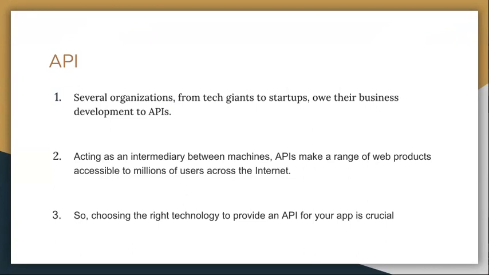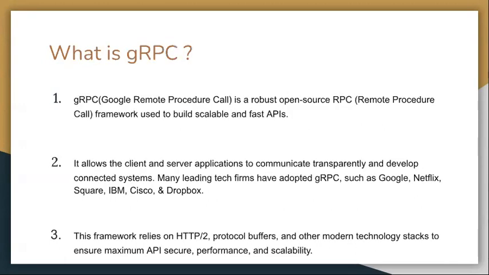Now, when you develop an API, it acts as an intermediary between the machines and the web products which millions of users are going to access over the internet. So it becomes necessary that you use the correct technology for making your API, from all perspectives: robust, more secure, scalable, and reliable.